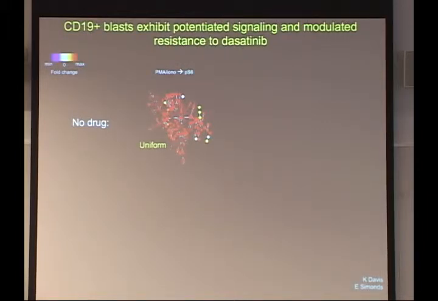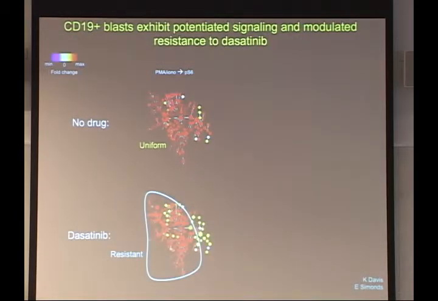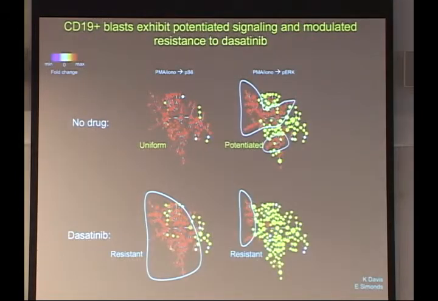So you can look at responses to stimulation with PMA and ionomycin, where everything uniformly turns on. But then you add a drug like dasatinib that would normally turn this off in the normal case, like I showed you before. What happens is half the tumor doesn't respond. But if you look at a different pathway like ERK, you can turn most of it off. So you can start dissecting things based on expected or unexpected signaling responses.